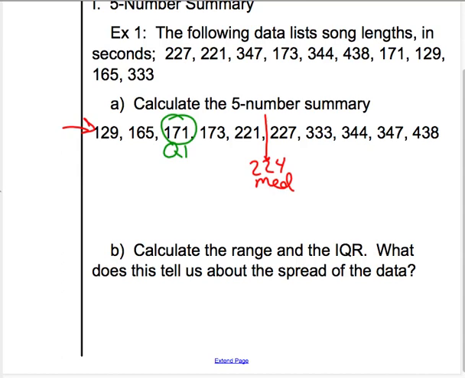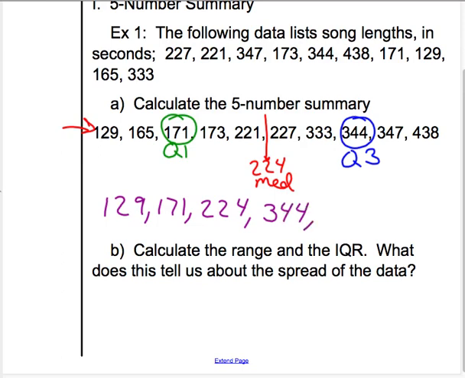And then we find the median for the upper half of the data. The middle number for the top 5 data values is 344, and that's quartile 3, or upper quartile. So the 5-number summary includes the smallest data value, quartile 1, the median, quartile 3, and the largest data value.